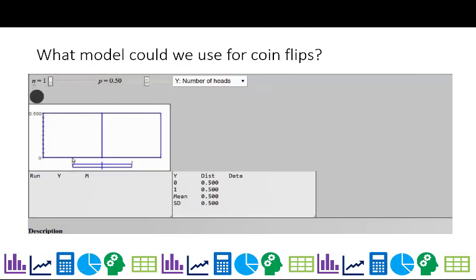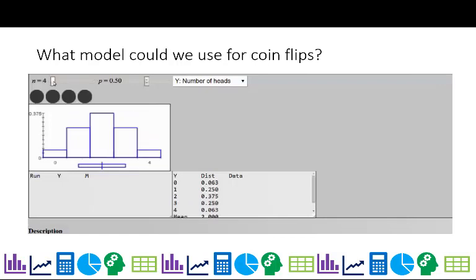So for one flip, you get 0 heads half the time and 1 head half the time. If I go to 2 flips, then you get 0 heads a quarter of the time. You can see it here. 1 head half the time, 2 heads a quarter of the time. And as I keep increasing it, you can see the number of heads changes based on the number of combinations we can get. And the shape is starting to get a little familiar.